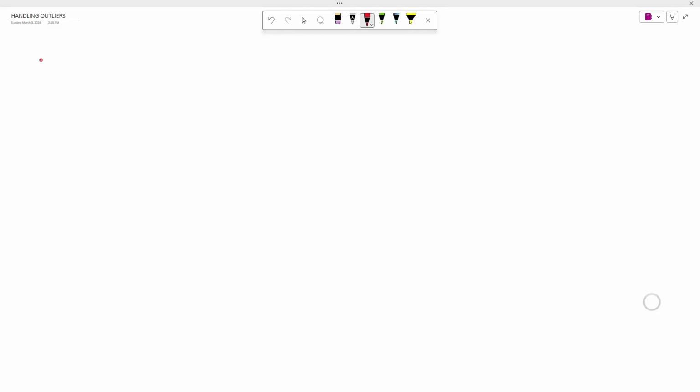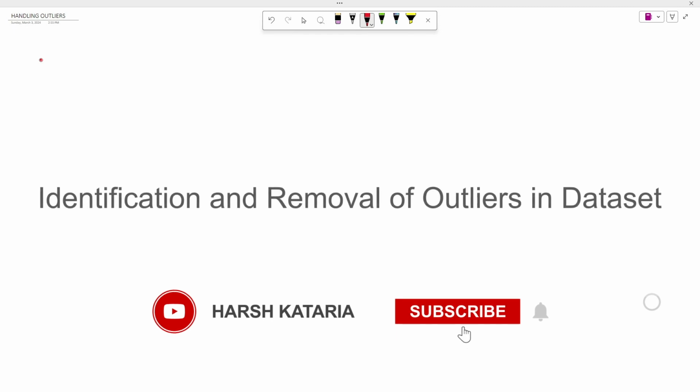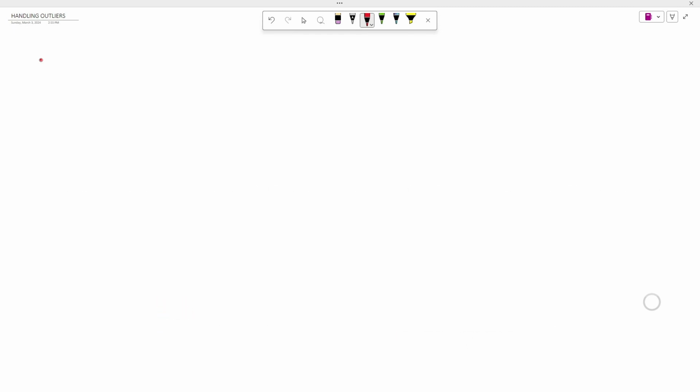Today we'll be talking about outliers. We know the importance of outliers in feature engineering. So what we'll be covering in this session is, first, to identify outliers. What are the different techniques of identifying outliers?